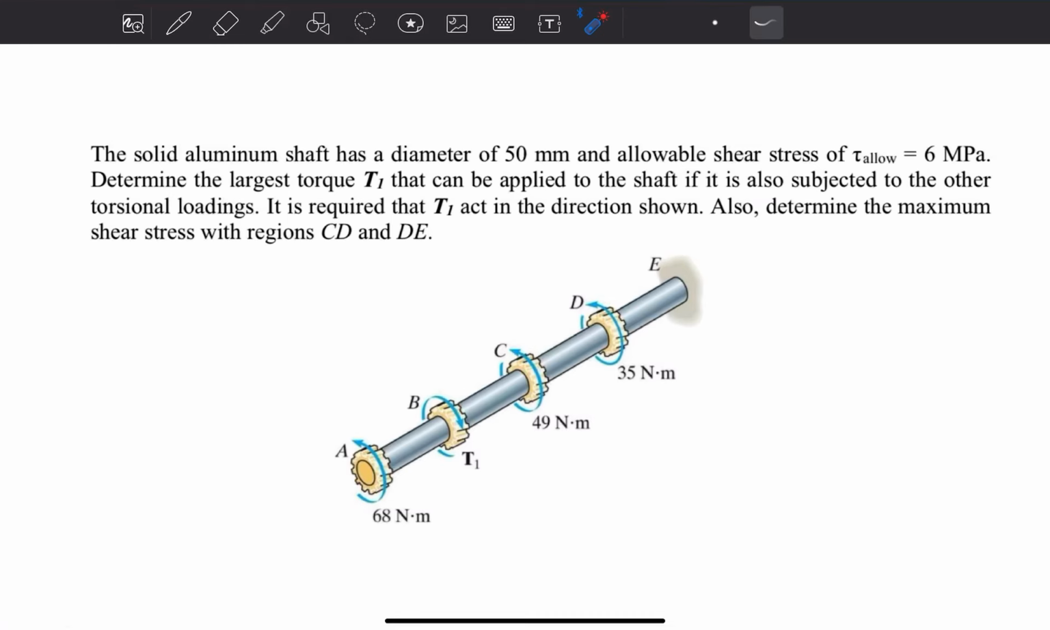Okay, welcome to the first example in the chapter of torsion. The question reads, the solid aluminum shaft has a diameter of 50 millimeters and allowable shear stress of 6 megapascals. Determine the largest torque T1 that can be applied to the shaft if it is also subjected to the other torsional loadings. It is required that T1 acts in the direction shown. Also determine the maximum shear stress within regions CD and DE.